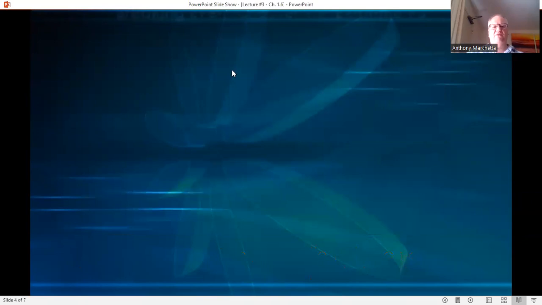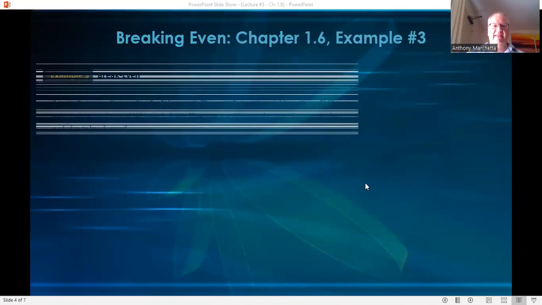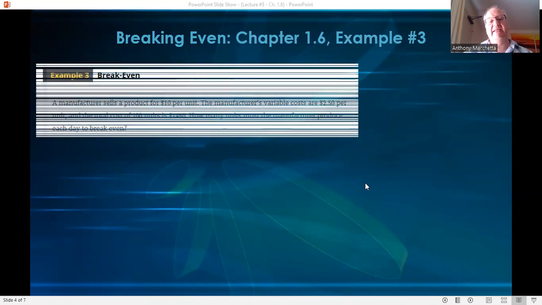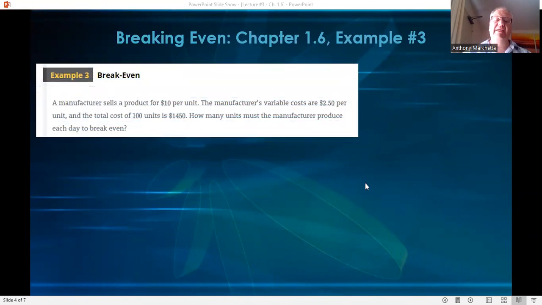Our next concept has to do with breaking even, and breaking even, once again, is the concept that either your profit is equal to zero or that your revenue is equal to your cost. Here you're looking at another word problem that has all kinds of cryptic hints in it about how to construct the revenue function and the cost function based on the variable and fixed costs and so on, with the last task being solve when the profit equals zero, or solve when the revenue equals the cost. Let's investigate example number 3.